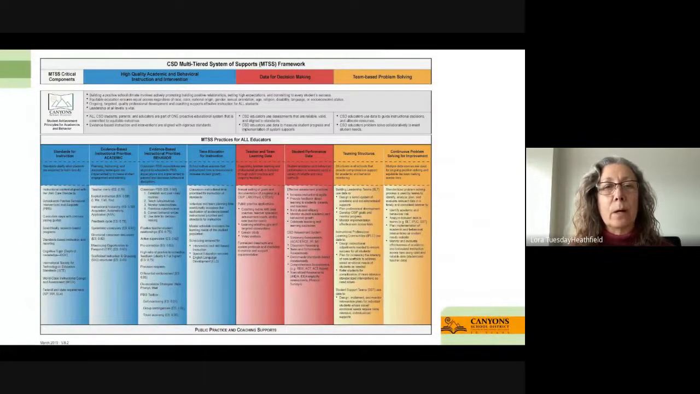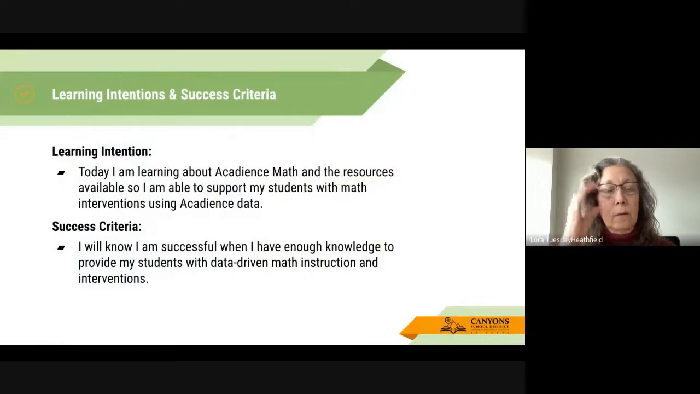A reminder that we are following the CSD MTSS framework. And Acadience Math fits nicely into this framework, as does Pathways of Progress to monitor student growth. Our learning intention today is that we are learning about Acadience Math and the resources available so that you will be able to support your students with math interventions using Acadience data. And the success criteria, you will know you are successful when you have enough knowledge to provide your students with data-driven math instruction and interventions.